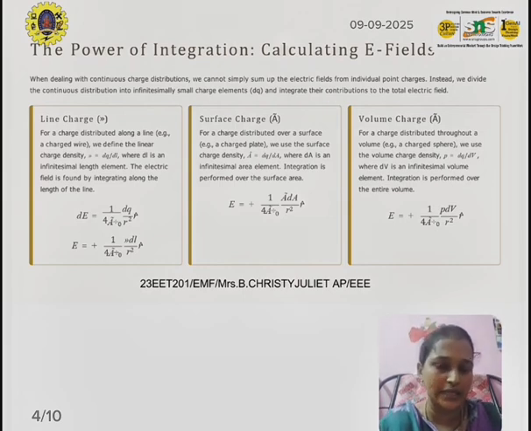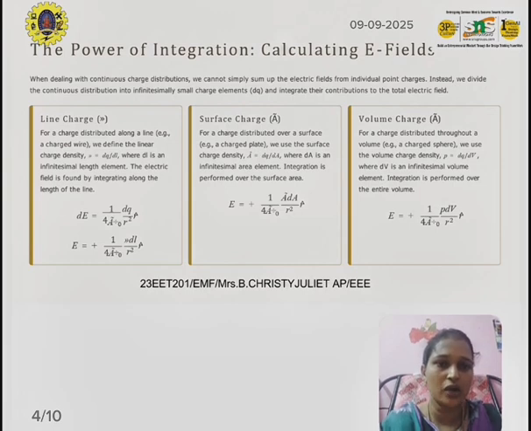So we know that the electric field for a differential element is given by dE, which is equal to 1 by 4 pi epsilon naught dQ by R square. If it is a point charge, it is simply Q by 4 pi epsilon naught R square. If it is a line charge, it can be given by rho L dL by 4 pi epsilon naught R square. If it is a surface charge, it is rho S dA by 4 pi epsilon naught R square. For volume charge, it is rho V dV by 4 pi epsilon naught R square.